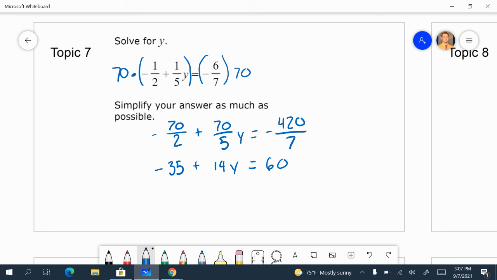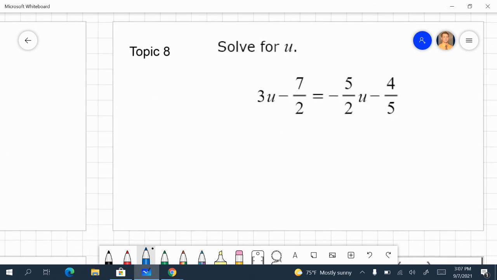And at this point, it's just solving for y, and I don't think I'm going to waste your time with that. You guys all know how to solve for y from here. That's the main part, though, to get there. And then you're going to have to solve for y, figure out what y is equal to. But I'm going to move on to topic 8.